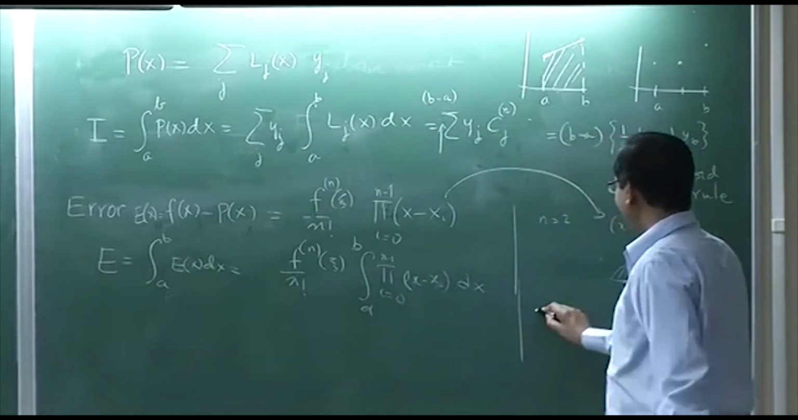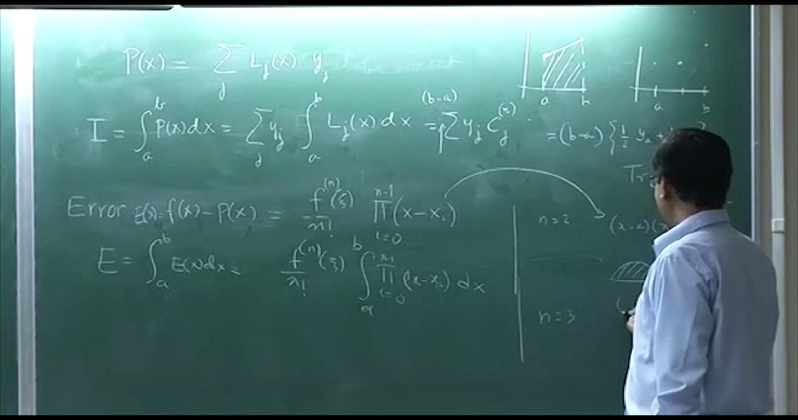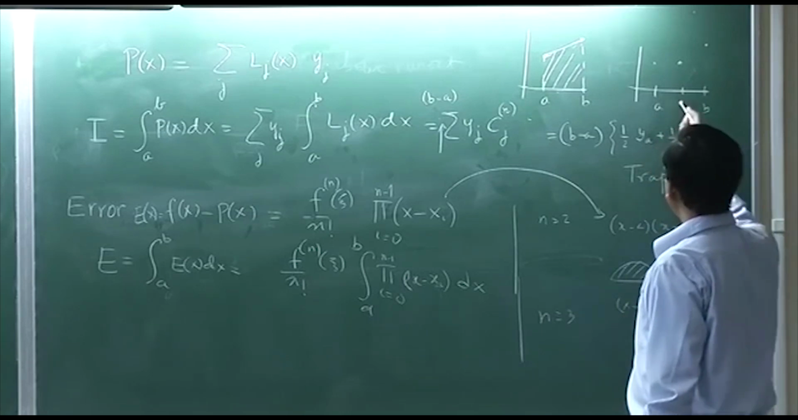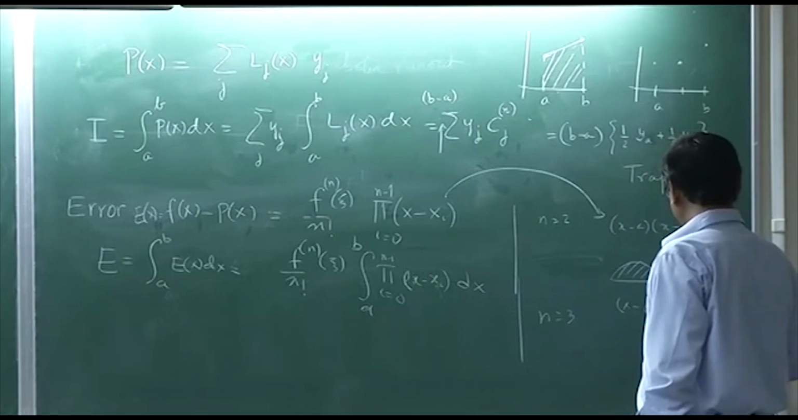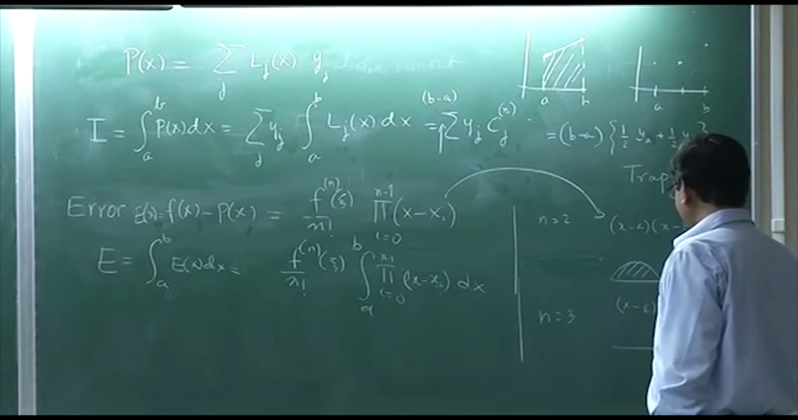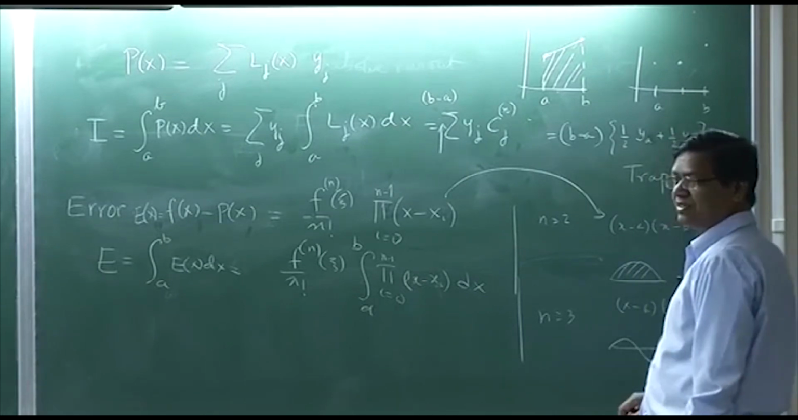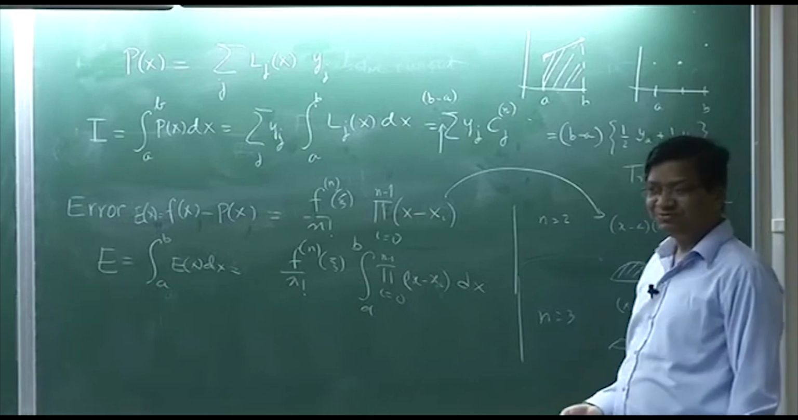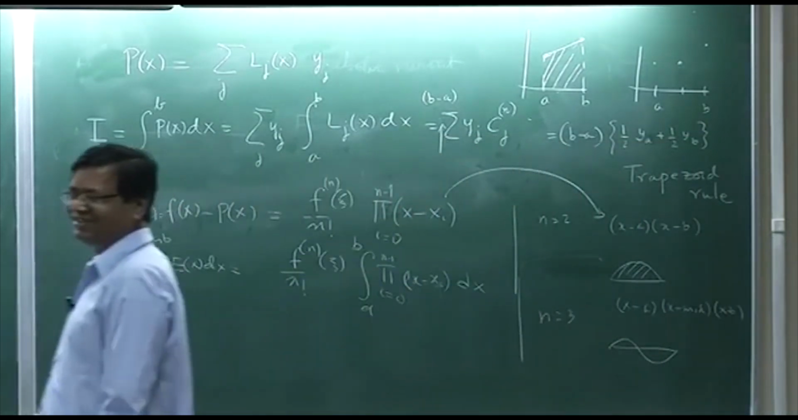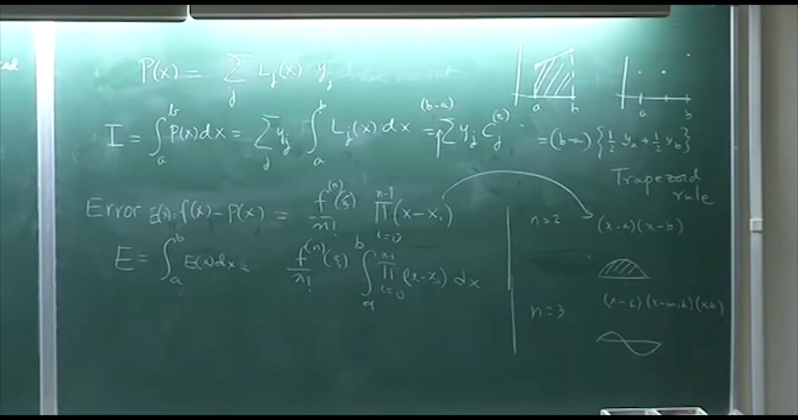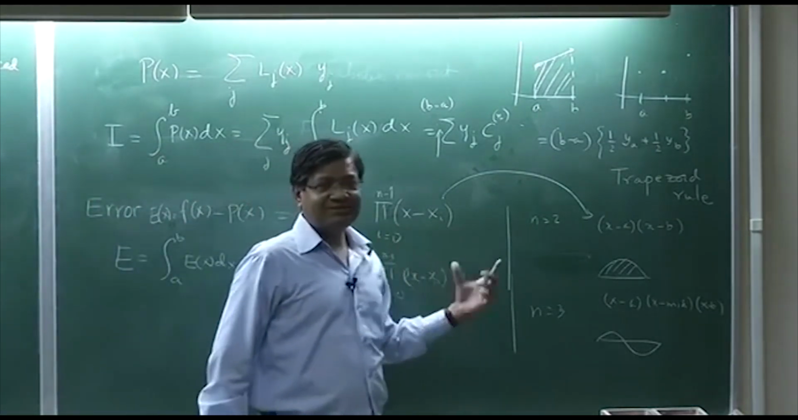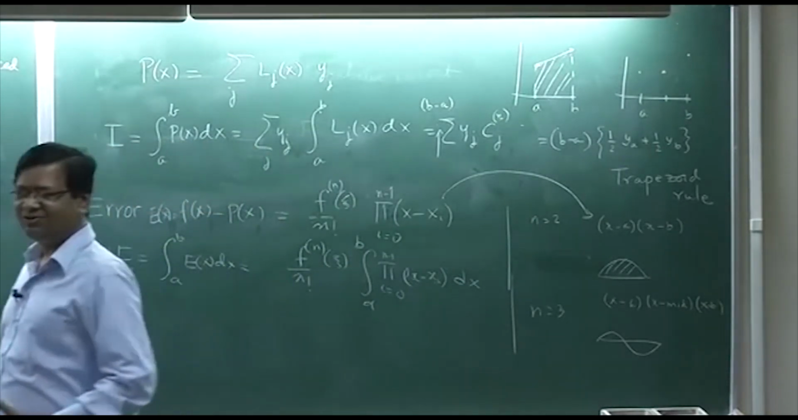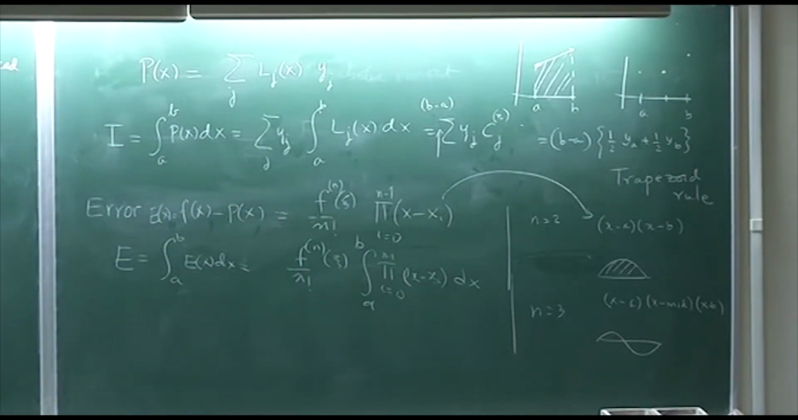But for n equal to 3, in fact this is the midpoint. So (x minus a)(x minus mid)(x minus b). This will have behavior like this, and it turns out the integral becomes 0, which is good actually. Why is it good? Yeah, so my error at that order is 0, but I can't say my error is 0. I have to go to higher order. So the error is higher order.